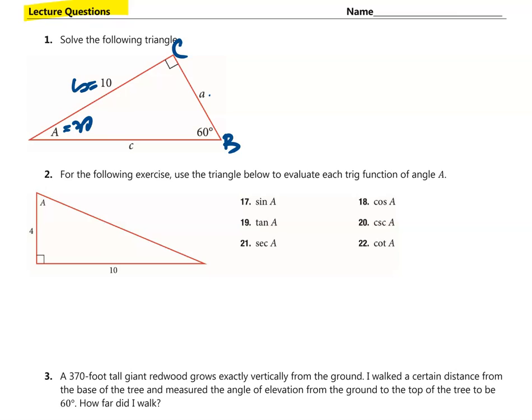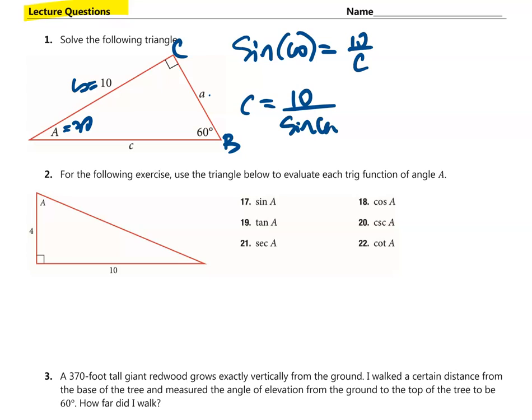What do we have? Angle 60, opposite over C. So meaning we can solve for sine of 60 is equal to opposite, which is 10, over the hypotenuse C. So C is equal to 10 over sine 60. And sine 60 is, yes, square root of 3 over 2. Get the reciprocal. So that is 20 over square root of 3.